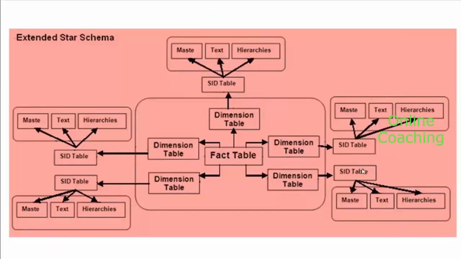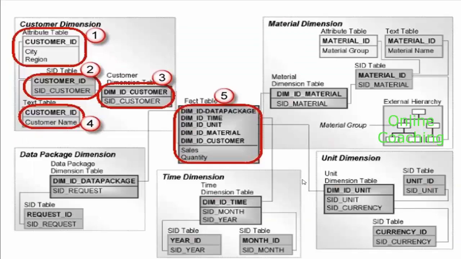So extended star schema, if you want to give more details: I have an InfoCube. This InfoCube contains a dimension table connected to the fact table. The dimension table connects to the SID table. The SID table connects to master data: attributes, master data text, master data hierarchy. Since it is stored outside, I can connect this master data to any other InfoCube. That is called reusability of master data. That is the advantage of extended star schema.